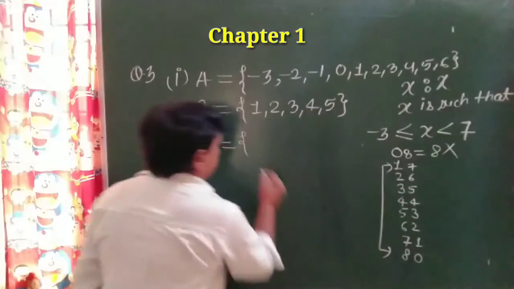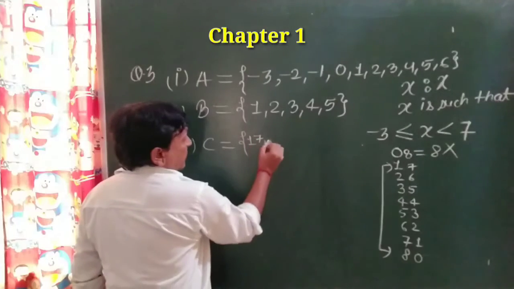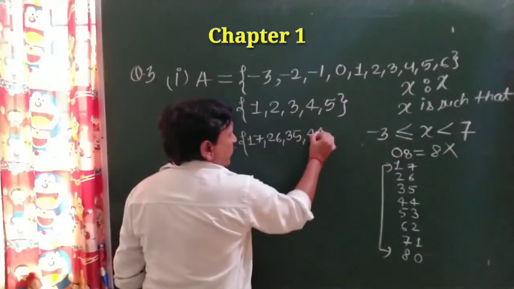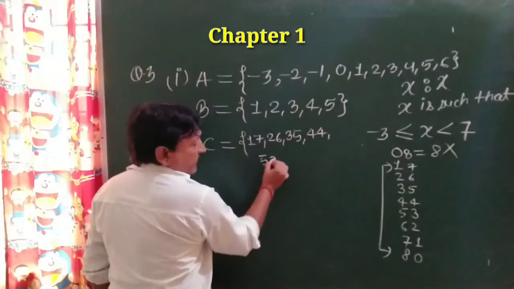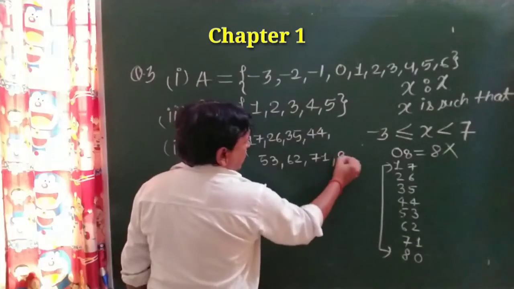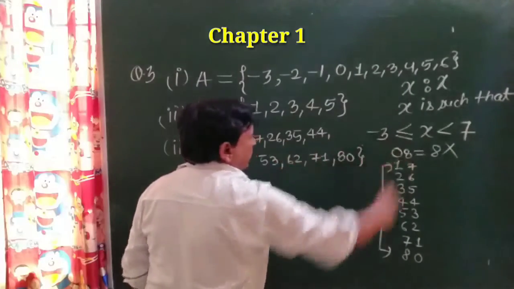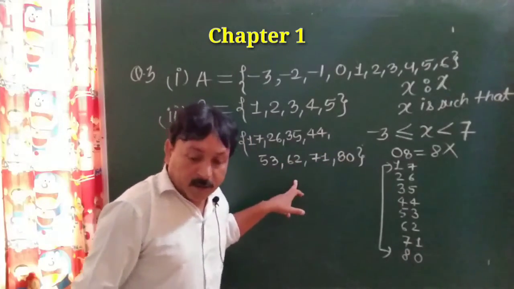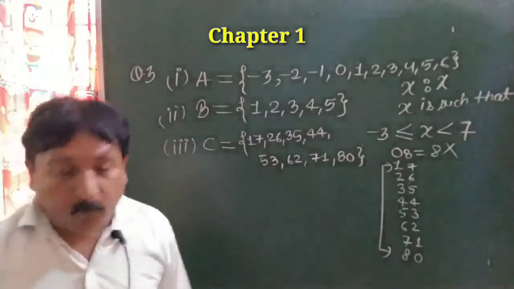So write down 17, 26, 35, 44, 53, 62, 71, 80. Write them in sequence. I did not have space here, that's why I wrote them here. Understood? Now see part fourth.